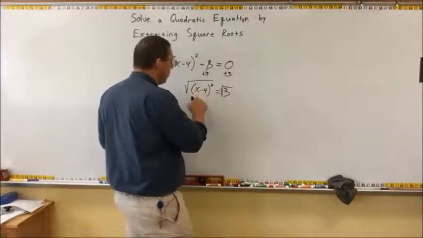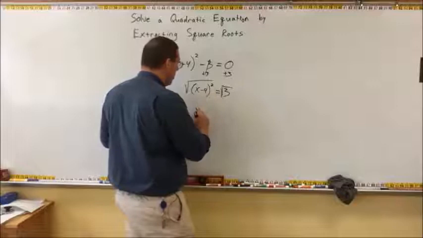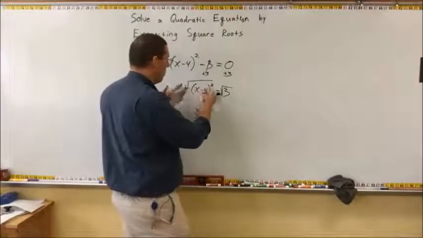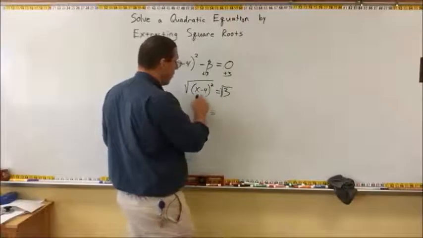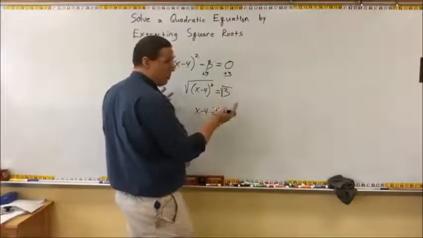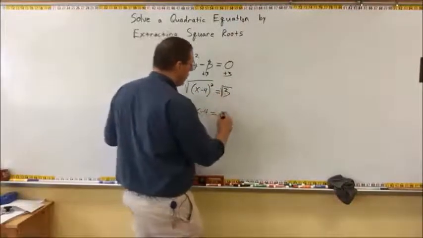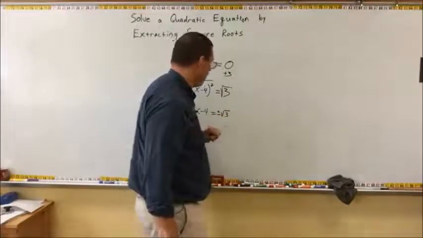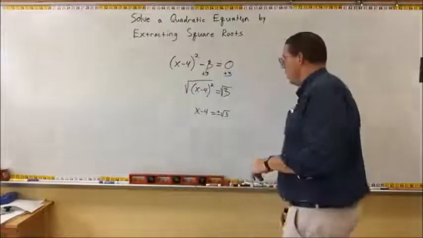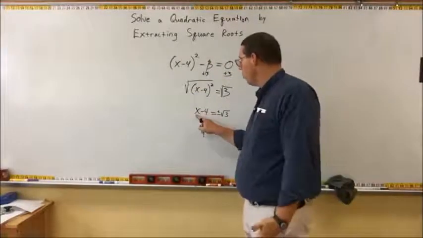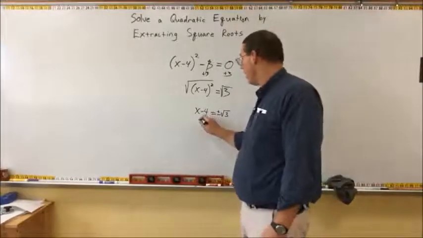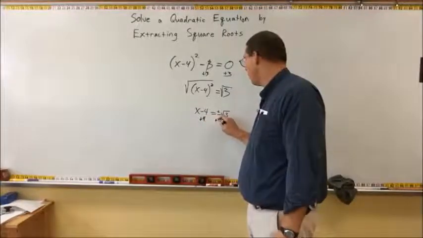Well, the square root of x minus 4 squared is x minus 4. It's just going to cancel the square in the parentheses. So now, instead of having 2 x minus 4s, we have 1 x minus 4. Square root of 3 is the square root of 3, and we're going to make it plus or minus. But we're not done yet, actually. We don't want to know what x minus 4 is. We want to know what x is. So we're going to add 4 here, and we're going to add 4 here.